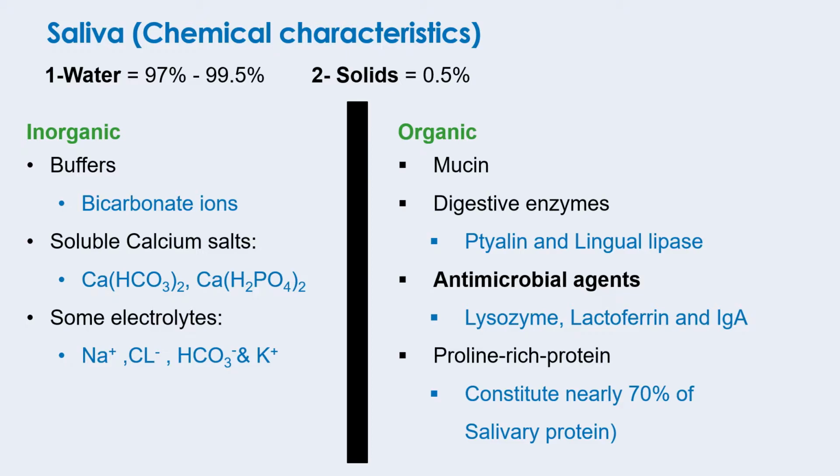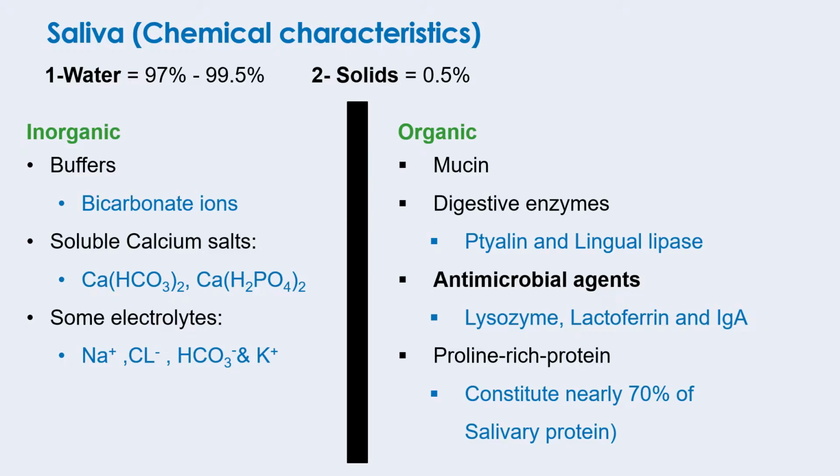And then we have some digestive enzymes like ptyalin and lingual lipase. They both participate in digestion and are also present in the saliva. So we can say that a minimum amount of digestion is started in your mouth with the help of digestive enzymes present in the saliva. And then the antimicrobial agents present in the saliva are lysozyme, lactoferrin, and IgA. So these are basically the antimicrobial agents.